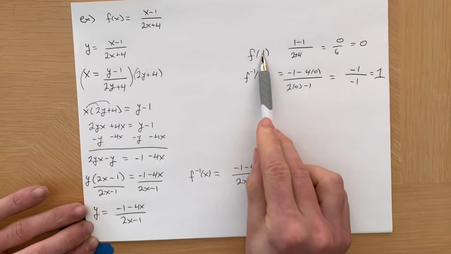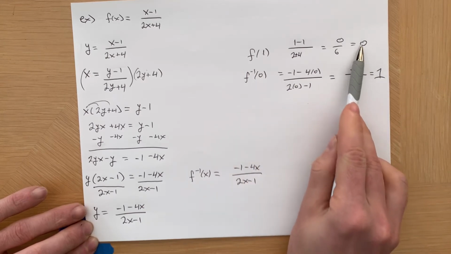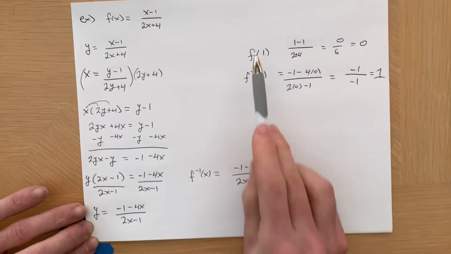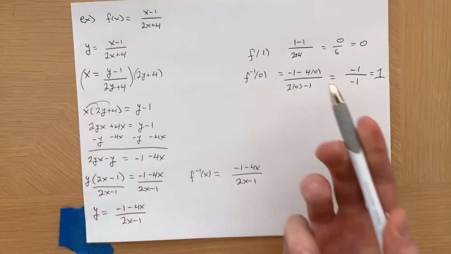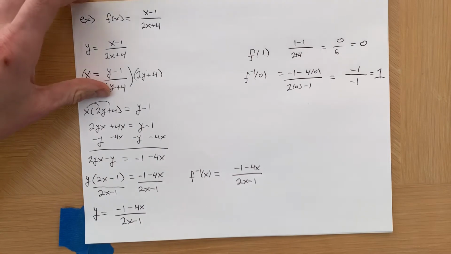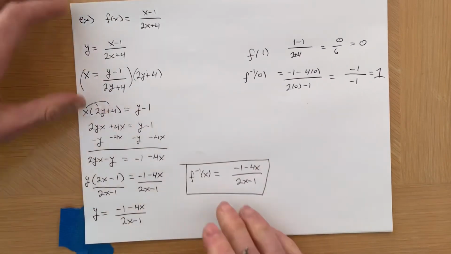See, for f, you plug in 1, you get 0. And for f inverse, you plug in 0, you get 1. It's the opposite. So f inverse is going to take this number and turn it into that number. So it takes 0 and turns it into 1, which is the inside number. So this is, again, just a quick way to make sure we didn't make any mistakes. So this down here ends up being our f inverse.